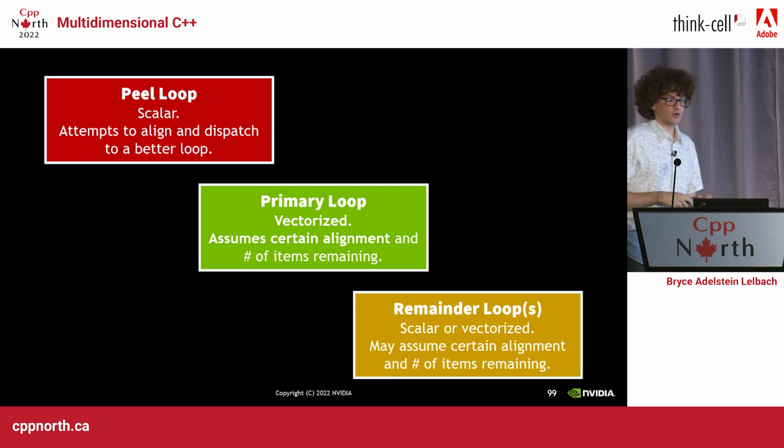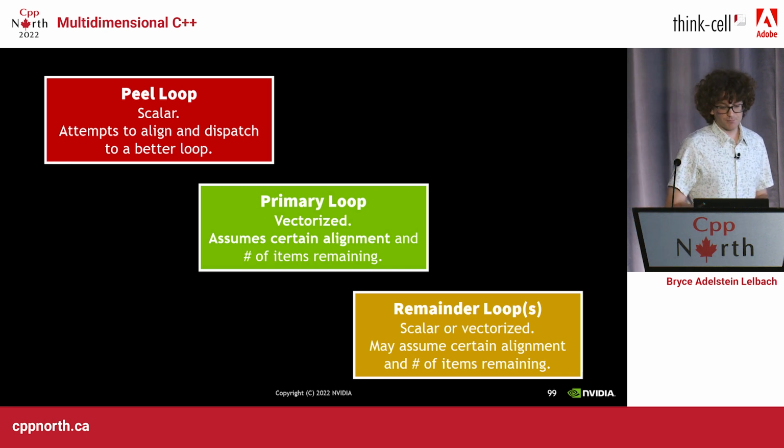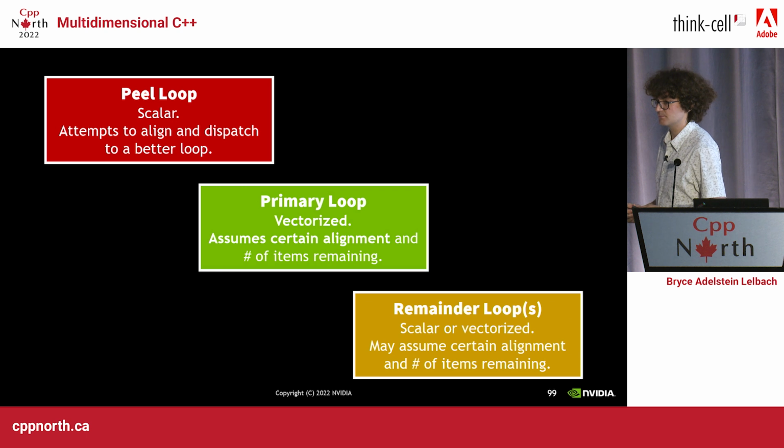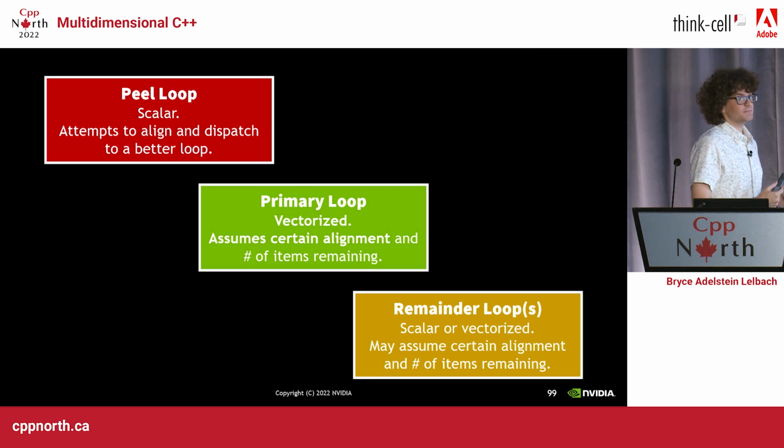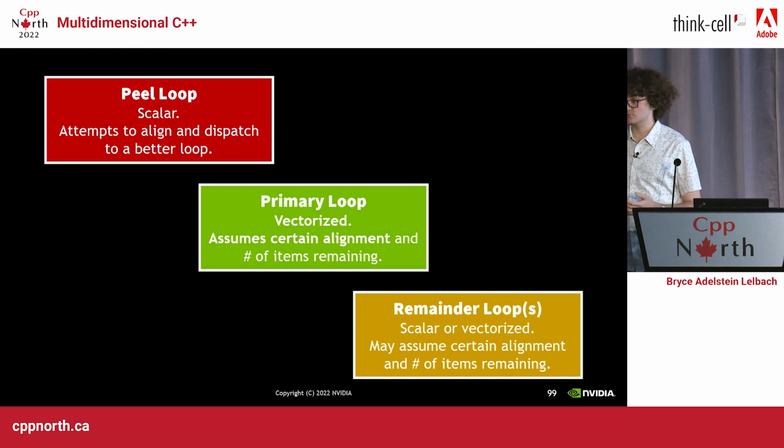Then we have our primary loops. The primary loop is your vectorized loop that will assume certain alignments and a certain number of items remaining. And then you'll have some number of remainder loops. Remainder loops will either be scalar or vectorized, and they may make certain assumptions about alignment and the number of items remaining.